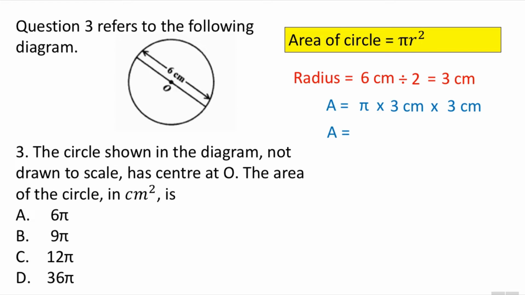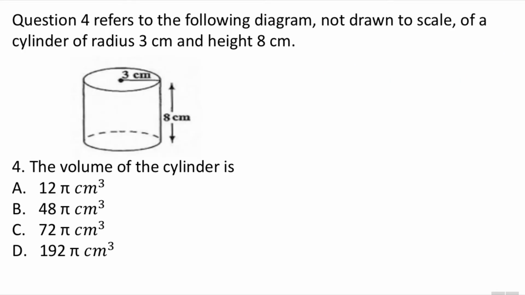We know that 3 times 3 is 9, so that must be pi times 9 centimeters squared, and that must be equal to just 9 pi centimeters squared, which therefore means, guys, our answer is B. I hope you got this one. Let's have a look at question 4, guys.